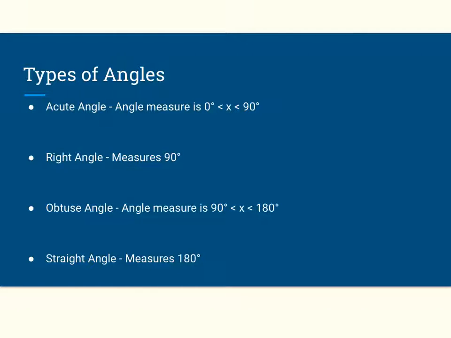An acute angle is an angle that measures from 0 degrees to 90 degrees, not exactly 0 or 90. A right angle measures exactly 90 degrees. An obtuse angle is an angle whose measure is between 90 degrees and 180 degrees. And a straight angle measures 180 degrees. So you want to make sure not only that you have those definitions, but that you also have a drawing that accompanies each of those types of angles.